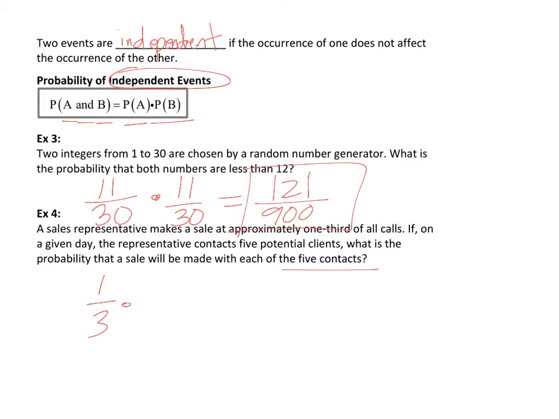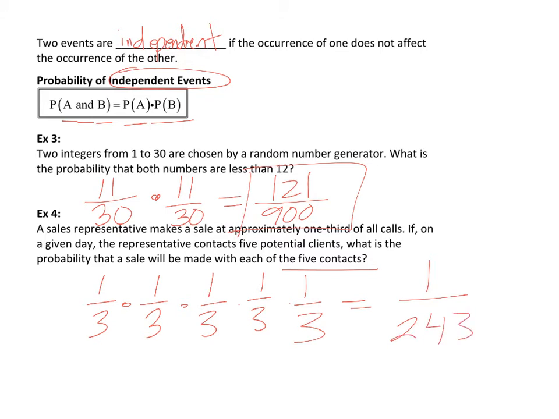Then he calls up the next client. What's the probability that he makes a sale? Well, does what took place with the previous call have any impact on this current call? No, they're independent events. So it's 1/3 again, and we're multiplying, and the same idea continues to apply. All right, we multiply all these, we get 1 over 243. Done.